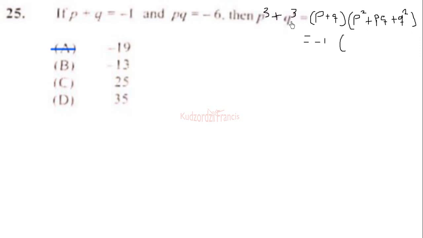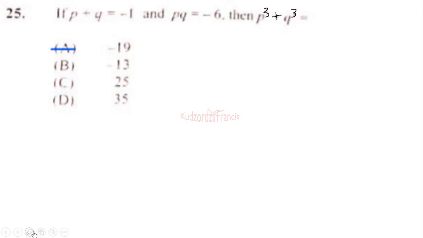Then P squared, we don't know P, we don't know Q. So we need to solve for them. So let's do that. Let me clear all this so that we can solve. We solve step by step. We don't know P, we don't know Q. We know PQ.